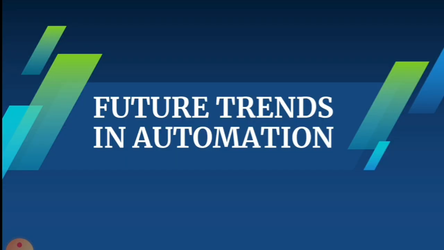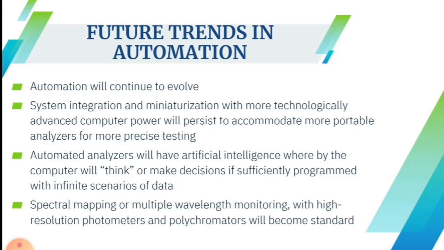Now let's proceed to the future trends in automation. Automation will continue to evolve, and system integration and miniaturization with more technologically advanced computer power will persist to accommodate more portable analyzers for more precise testing. And then automated analyzers will have artificial intelligence, whereby the computer will think or make decisions if sufficiently programmed with infinite scenarios of data. And then spectral mapping or multiple wavelength monitoring with high-resolution photometers and polychromators will become standard. So in the near future, hopefully all of this will become a possibility.